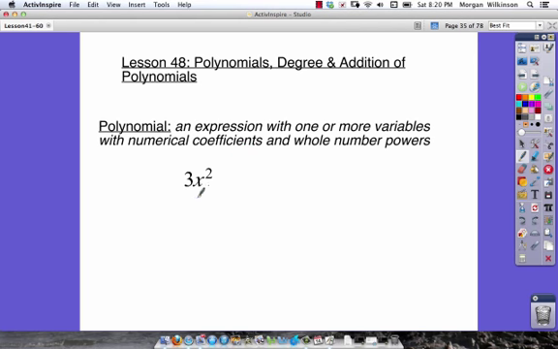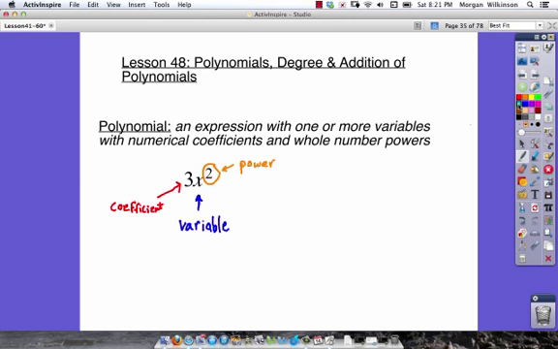Now, if we look at that definition in our example here, 3x squared, we know a polynomial is an expression with one or more variables. So we've got our variable. Our variable in 3x squared is the x. And then it says with numerical coefficients. So numerical coefficients just means number coefficients, and coefficients are the numbers out in front. So in red, we've got our coefficient in this polynomial of 3. And whole number powers. Well, we've got our whole number power. Our whole number power in this 3x squared is the squared, or the second power. So we meet all those criteria for a polynomial. 3x squared must be a polynomial.